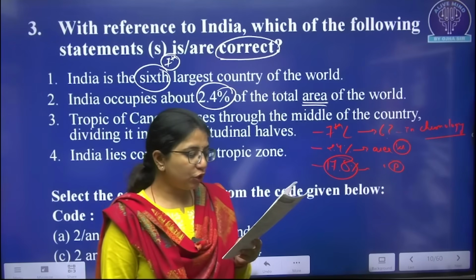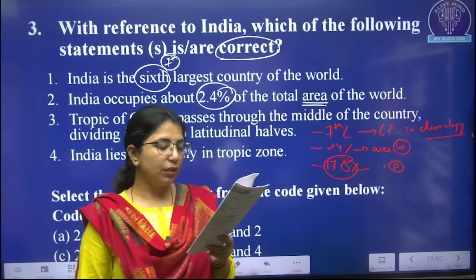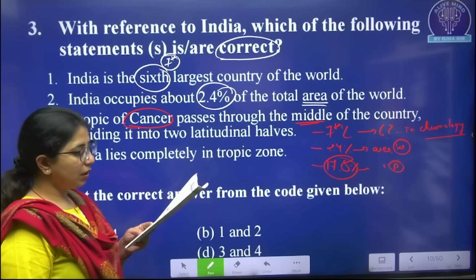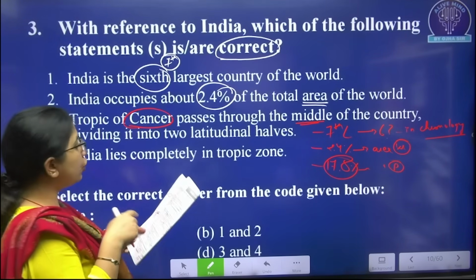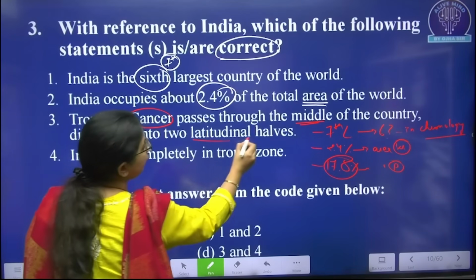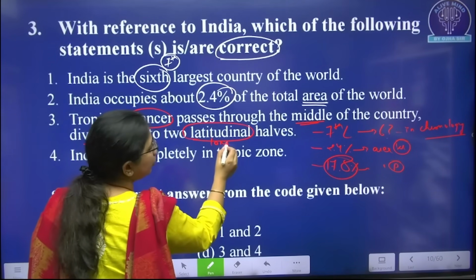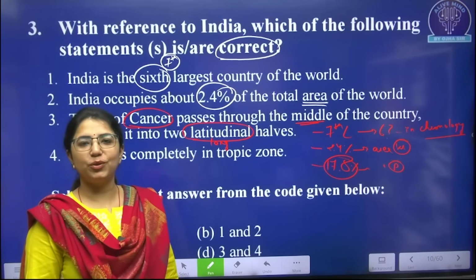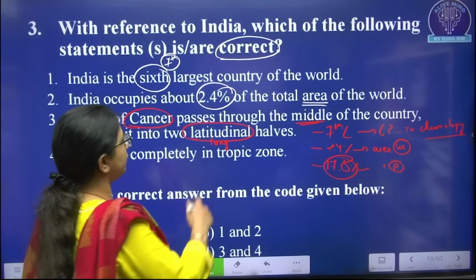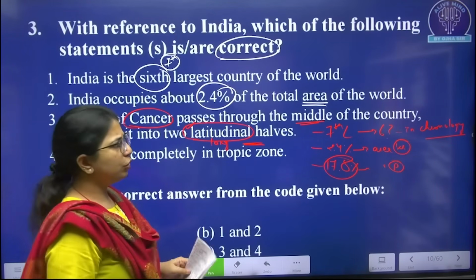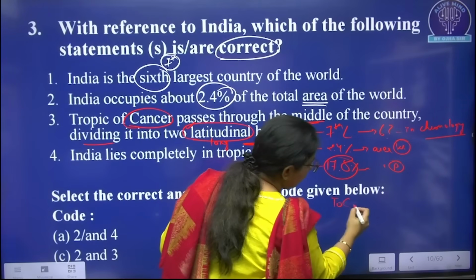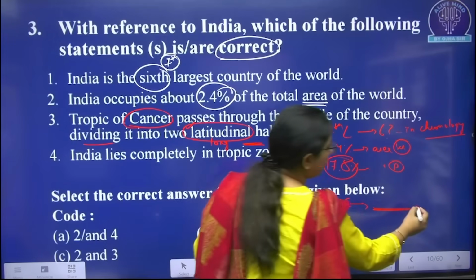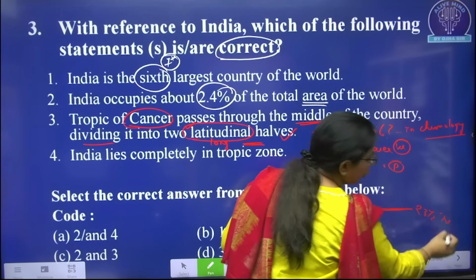Then the third option is, Tropic of Cancer passes through the middle of the country, dividing it into 2 latitudinal halves. If they would have used the word longitudinal, then this option would have gone wrong. See where the examiner can trick you. They have written it right, latitudinal. This option is right. The Tropic of Cancer divides India into 2 equal halves. That is 23.5 degree north.